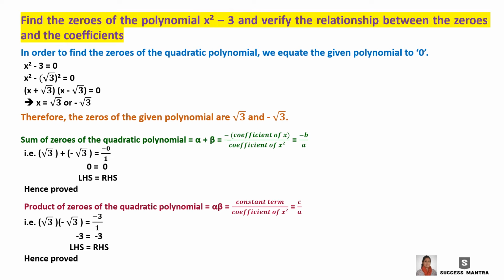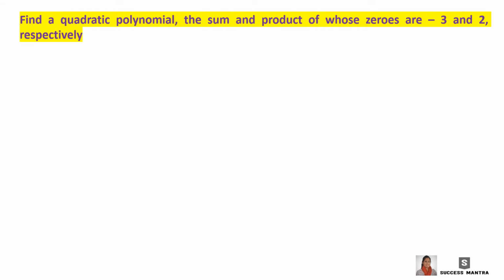So we have proved the product of zeros of the quadratic polynomial. So moving on to the next question. Find a quadratic polynomial, the sum and product of whose zeros are minus 3 and 2 respectively.